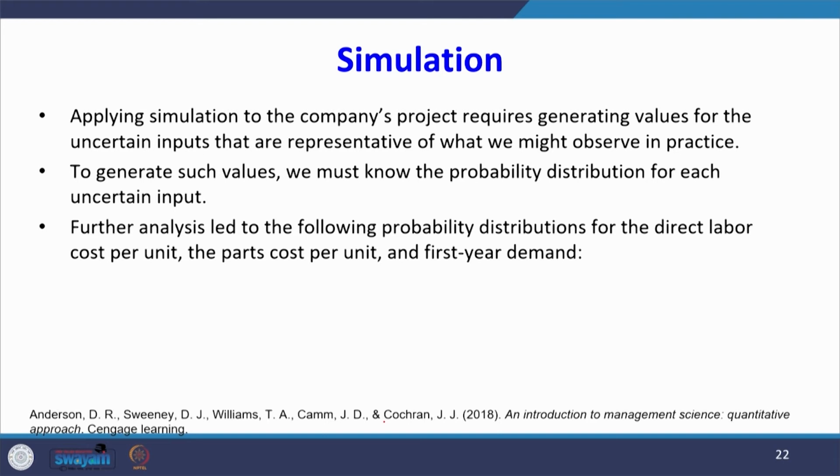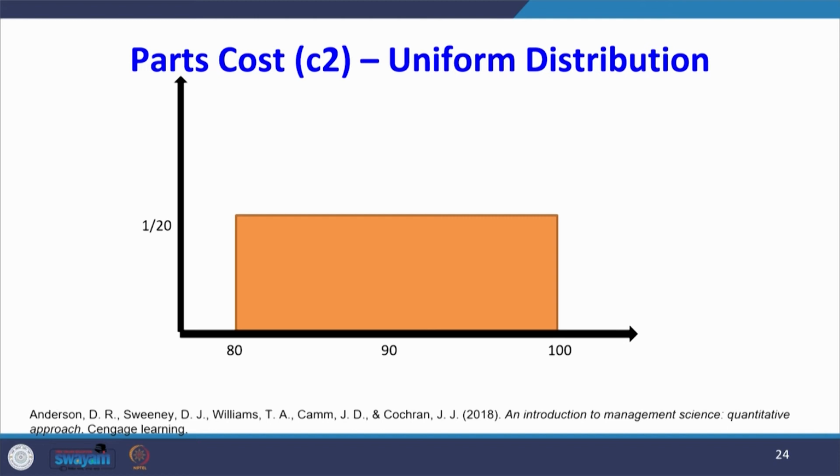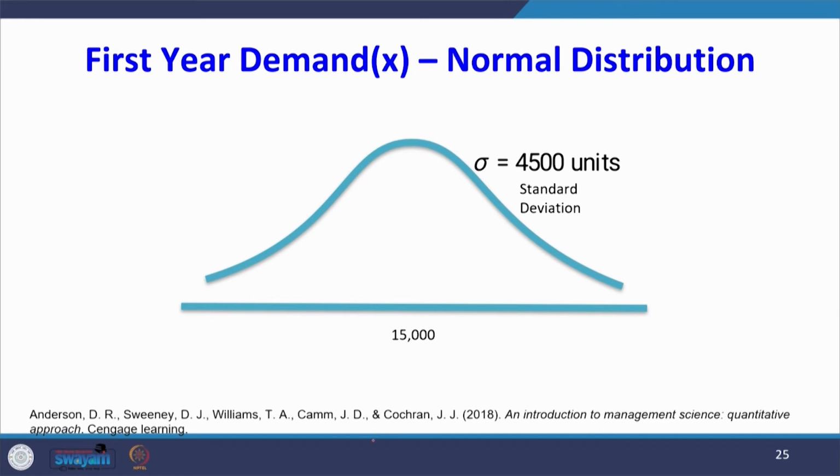Further analysis led to the following probability distributions for direct labor cost, the part cost per unit and the first year demand. So, what are the probabilities? The labor cost follows an empirical distribution. There is a 40% chance the labor cost may be $45. This is C1. For C2, the part cost follows a uniform distribution. The lowest value is 80, the highest value is 100. The probability is 1 upon 20. And the third one, the first year demand, follows a normal distribution. The mean is 15,000 and the standard deviation is 4,500. So, we are going to use these 3 inputs to generate the profit.